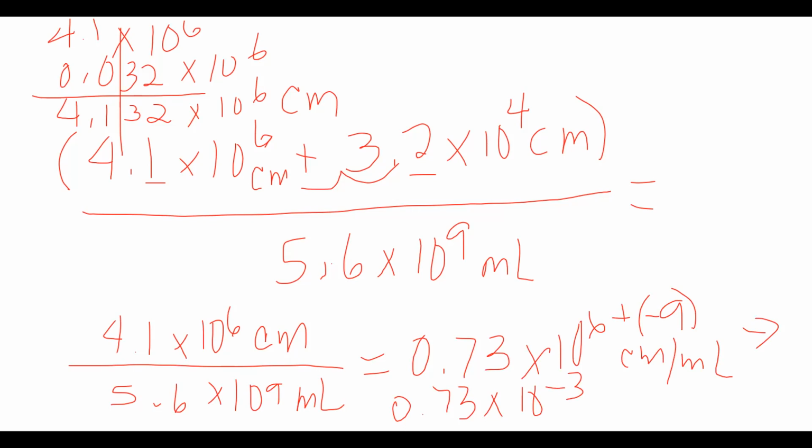Now you notice that this is 0.73, so we need to increase it by 1. So we decrease this one by 1, okay? So the answer is going to be 7.3 times 10 to the -4. And this is centimeters per milliliter. Okay? And that's the whole answer.